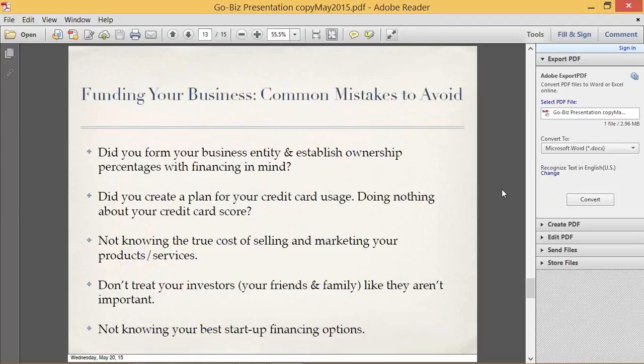So, and then the last point here on mistakes you want to avoid: not knowing your best startup and financing options. One of the advantages of coming to the SBDC is that you do have an opportunity to learn what other options are out there. And Kurt, why don't you take a few minutes, if you don't mind, and just talk about some financing options, microloans, bank loans, what they look for.